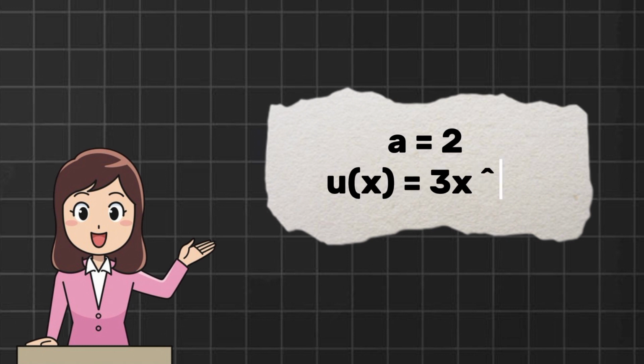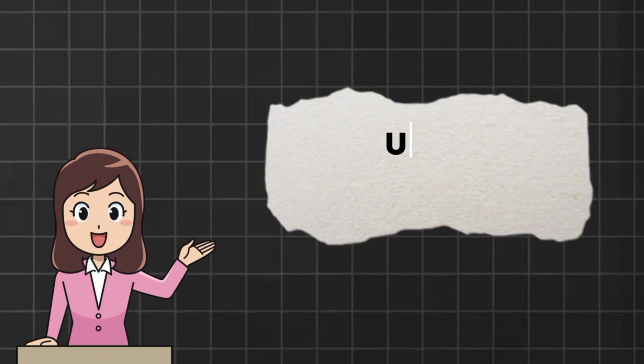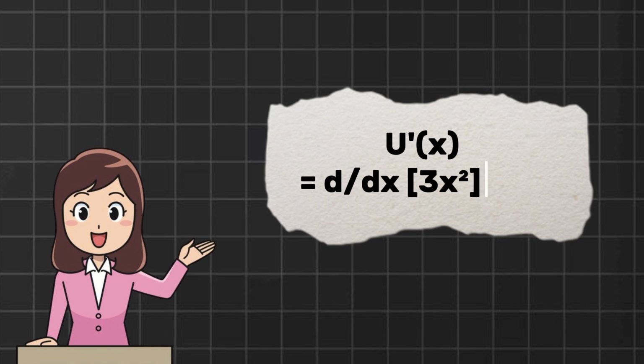To find how fast f of x changes as x changes, we need to find its derivative. We start by identifying the parts, which are a equals 2 and u of x equals 3x raised to 2. The third step is to find the rate of change of u of x with respect to x, which is u prime of x.